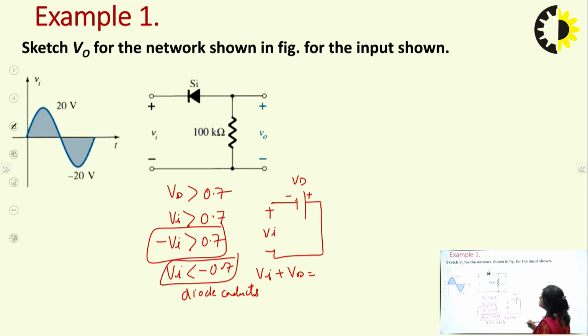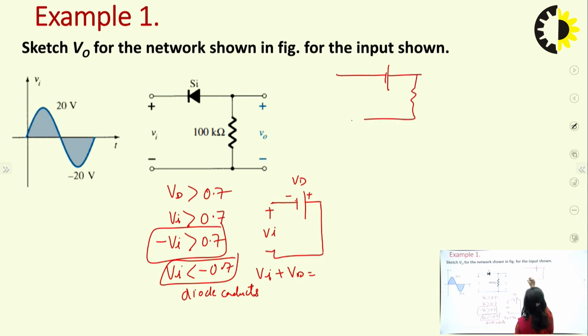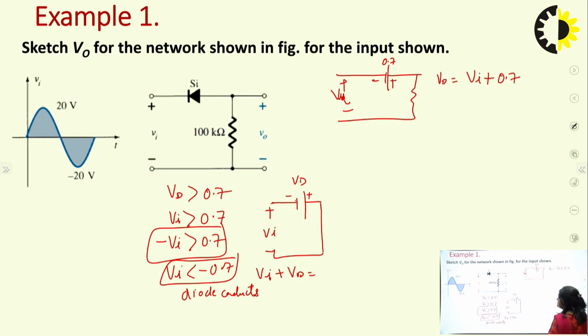Okay, when this diode conducts, the diode will be replaced with the 0.7 source. This is Vi, and this is 0.7. So in that case the output would be equal to Vi plus 0.7.